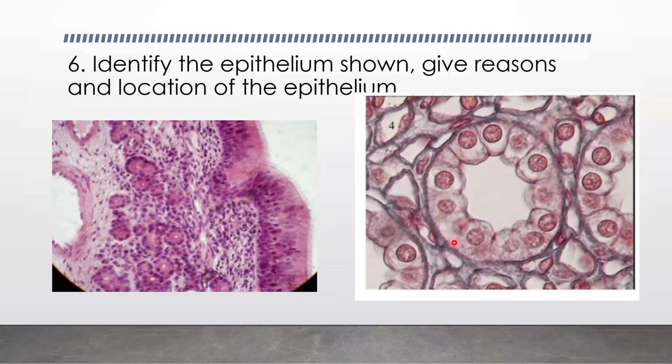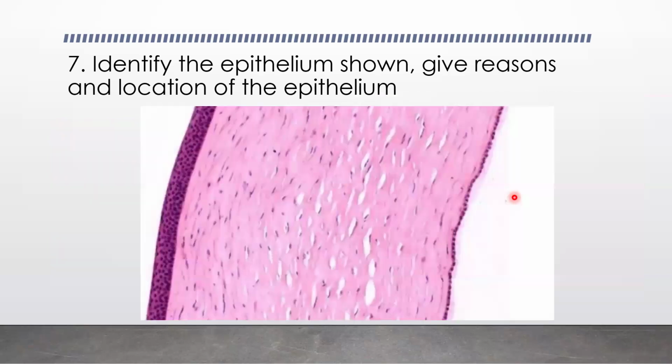This is simple cuboidal epithelium. So we say simple cuboidal epithelium is located in the small ducts of exocrine glands, and also in the kidney tubules, the renal tubules, the thyroid follicles, and also in the germinal epithelium. So on the surface of the ovary, the germinal epithelium will have simple cuboidal epithelium.